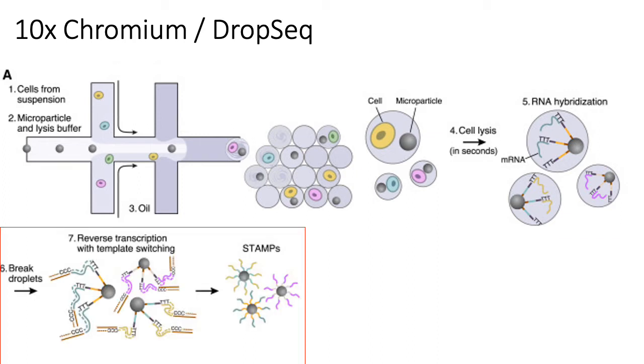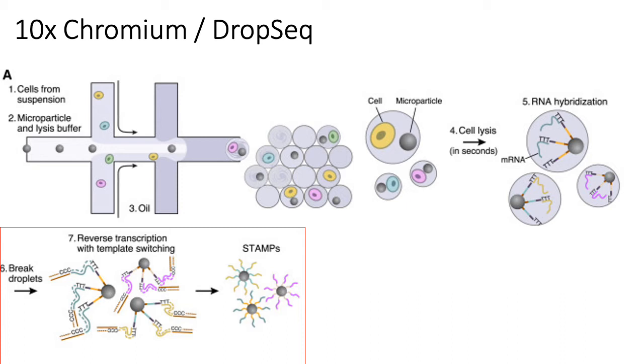And so after the mRNA hybridizes to the poly-T primers on the beads, then the droplets get broken and the microparticles get collected and washed. And so here the important point is that even though the droplets are broken and therefore all of the different beads are pooled together, because each of the beads has its own unique cell barcode and all of the primers on that bead have the same cell barcode, all of the mRNA that hybridized to a single bead have to come from the same cell.